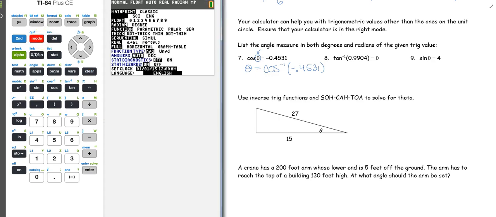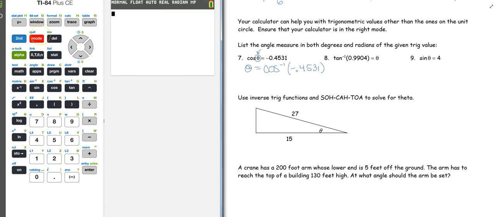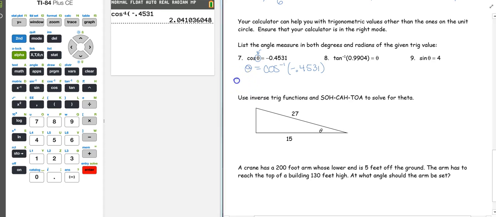I'm going to hit mode. When I hit mode, which is right next to that second button, I see that currently my calculator is in radian mode, which is fine because I need both answers. I just want to be aware of what mode my calculator is in. So I'm going to hit second cosine, and you see that I get that inverse cosine value right there of -0.4531. Enter. And that's going to give us an estimated value of 2.0410 radians. Now we need a degree answer.